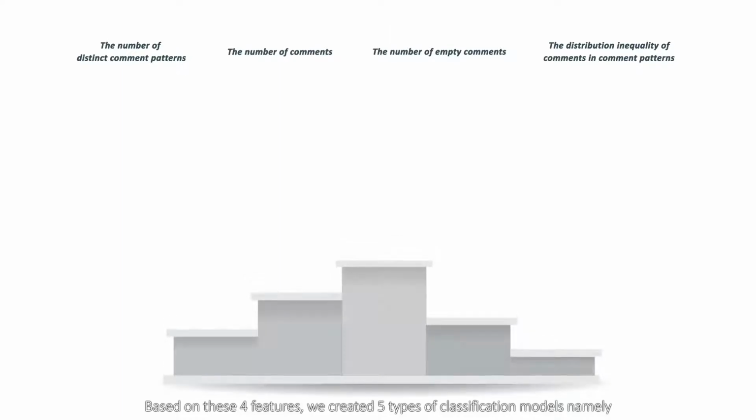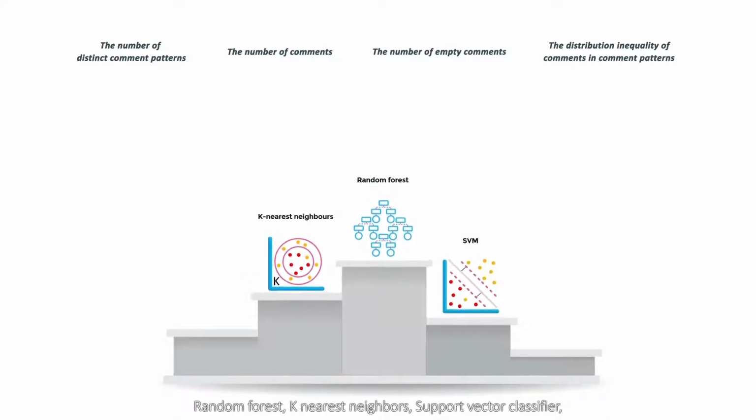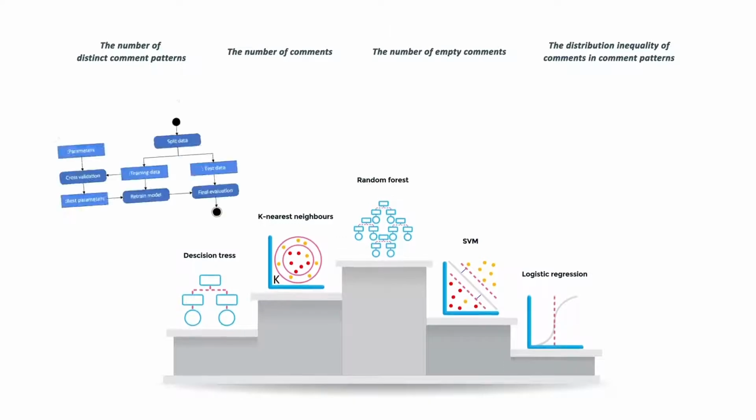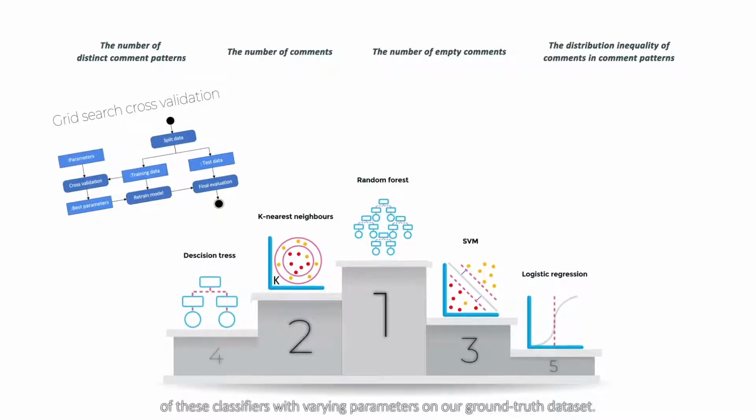Based on these 4 features, we created 5 types of classification models, namely random forest, k-nearest neighbors, support vector classifier, simple decision tree, and logistic regression. We used a tenfold grid search cross-validation to compare the performance of these classifiers with varying parameters on our ground truth dataset.